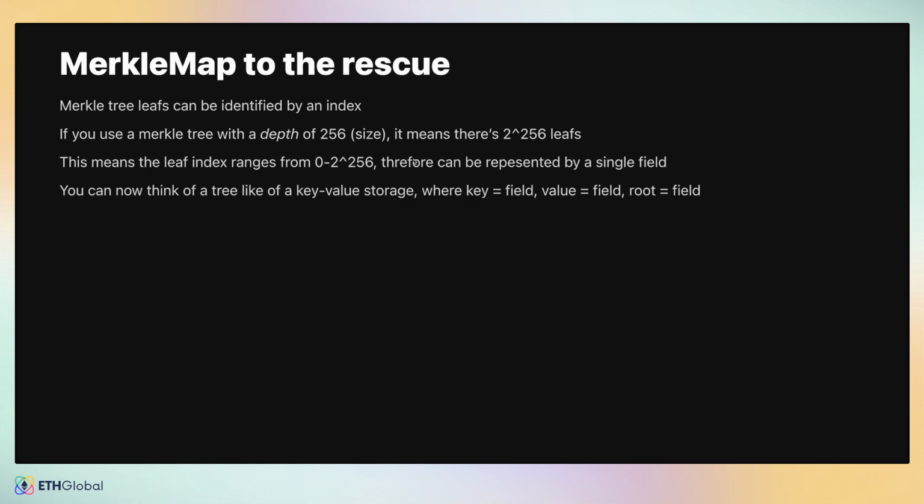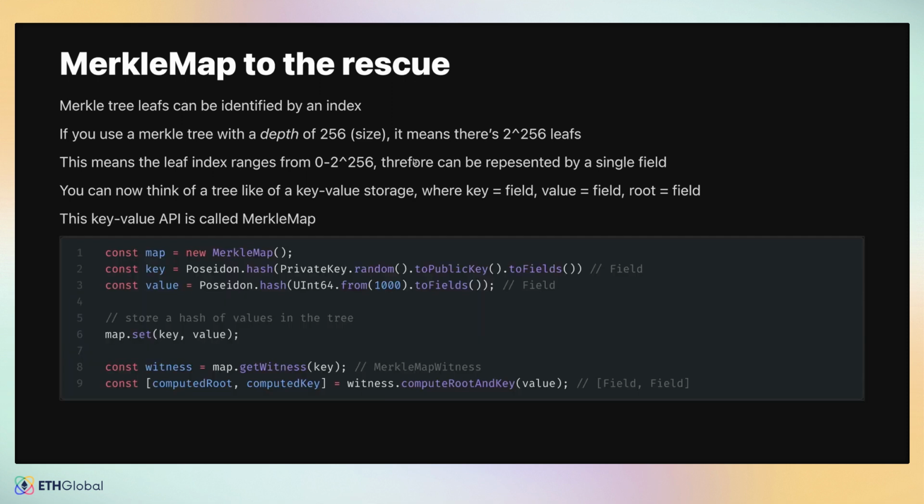So this allows us to treat the tree like a key value storage, where the key can be a field, the value can be a field, and the root will also be a field. And that's the Merkle map. So here's how you can use the Merkle map.